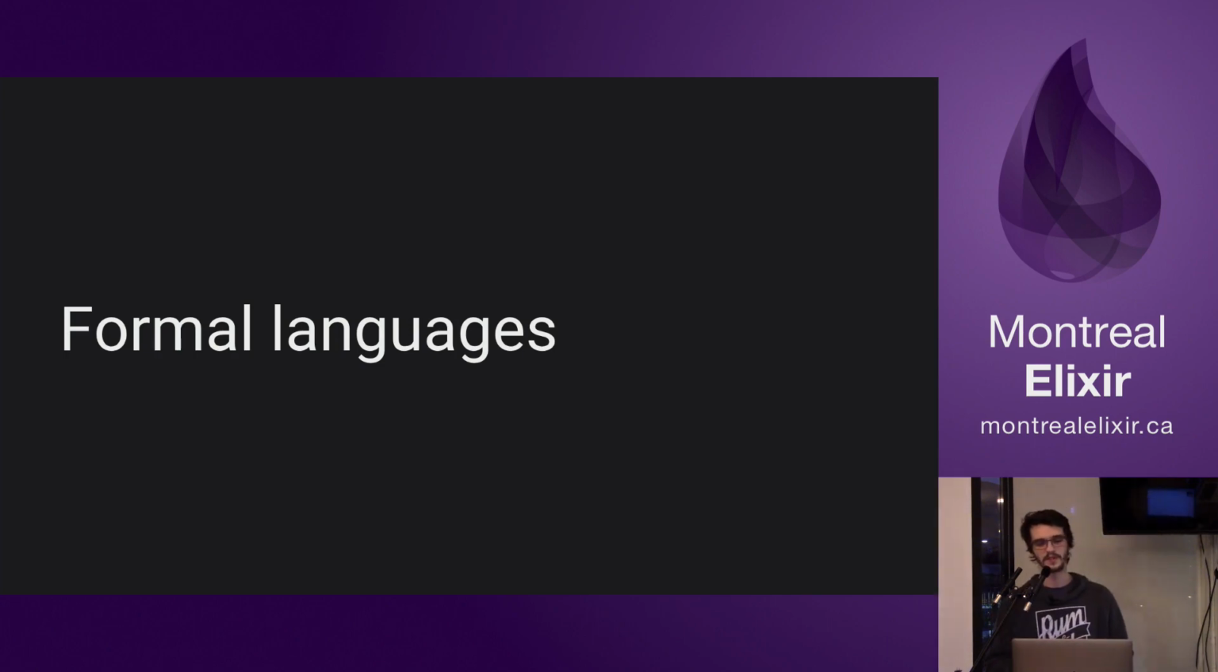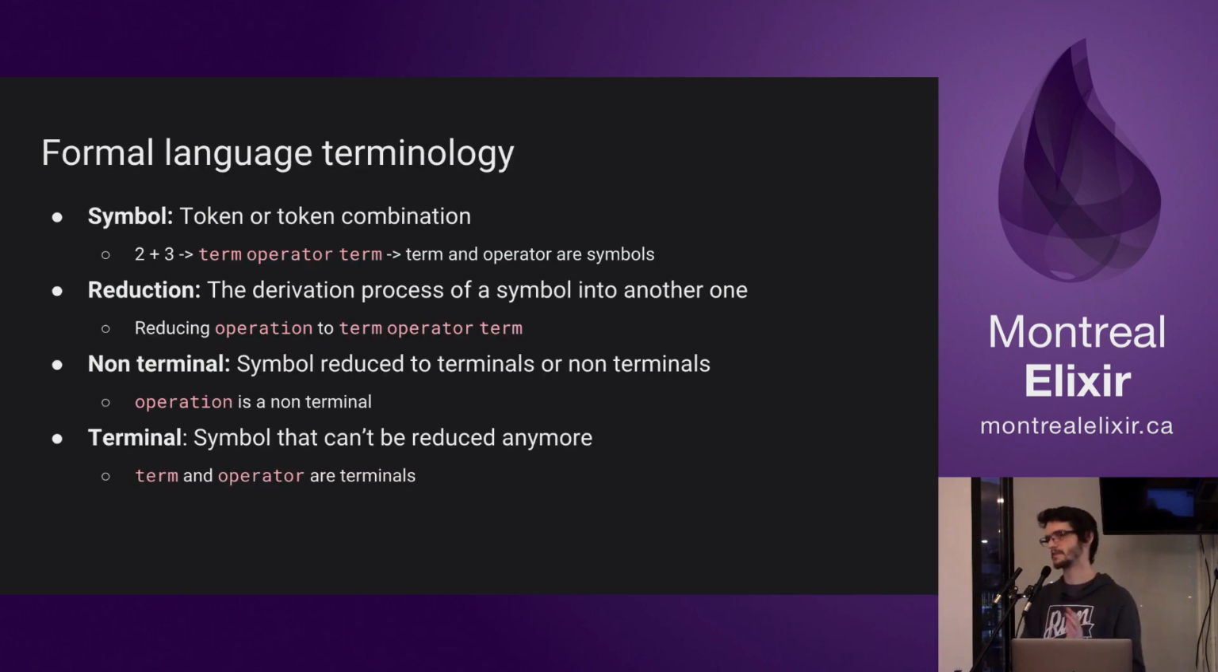Before we start the Yecc part, I think a quick overview of formal languages will be helpful. Programming languages are formal languages and are defined by a grammar. The concept of formal languages is important in many fields, but some terminology has to be known before going further. So let's take, for instance, a symbol. A symbol is actually a token or a token combination. If you take, for instance, 2 plus 3, which is a term, operator, another term, term and operator are symbols. After that, we have the reduction, which is the derivation process of a symbol into another one.